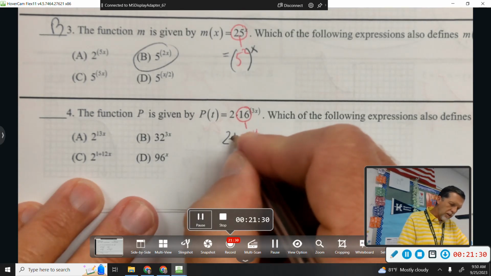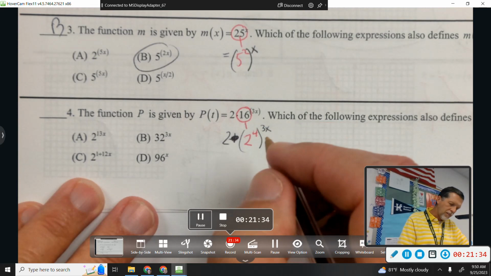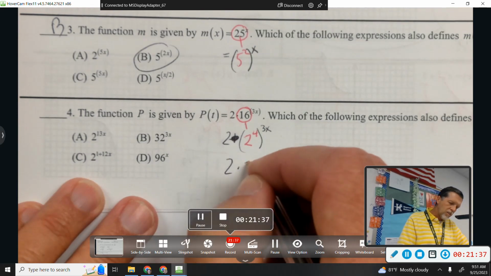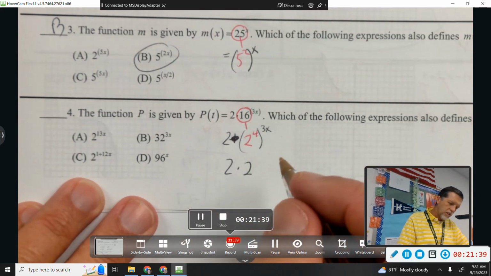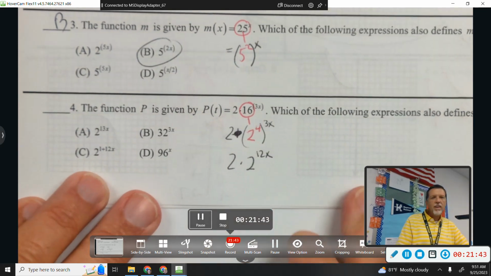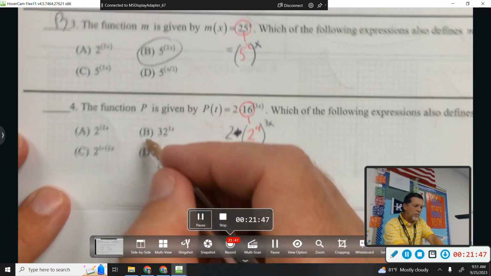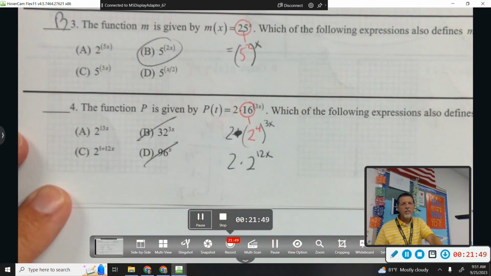Wait, why does that say plus there? 2 times 2 to the 4th to the 3x. So that's 2 times 2 to the 12x. I'm pretty sure it's not B or D. What about A or C?